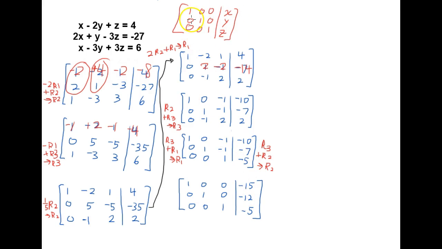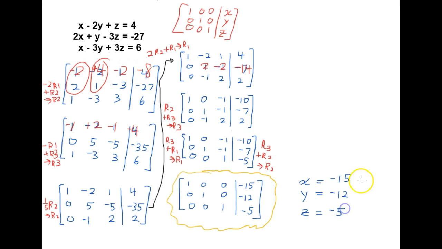Now we have this form, so this is very nice. I'm going to put a circle around this to show that this is the reduced form. And we can just pick these off. Remember, these are coefficients. So what we're saying is 1 times x plus 0y plus 0z equals negative 15. Or, writing that directly, that is x equals negative 15. y equals negative 12. And z, we already saw that in the last section, z equals negative 5.